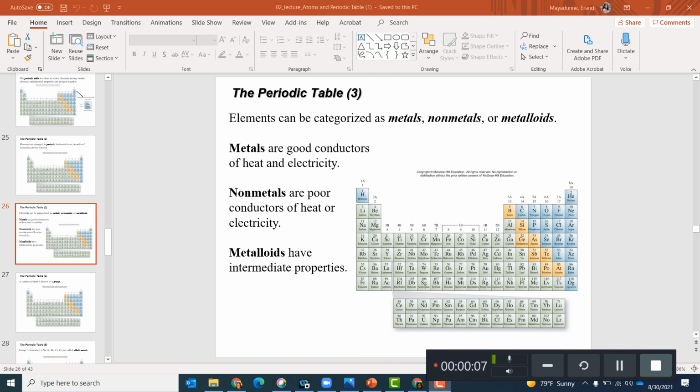So, this is a continuation of the atoms and periodic table chapter. This is the periodic table part. I'm very interested in the periodic table and the elements. I like to see the beauty of the elements.